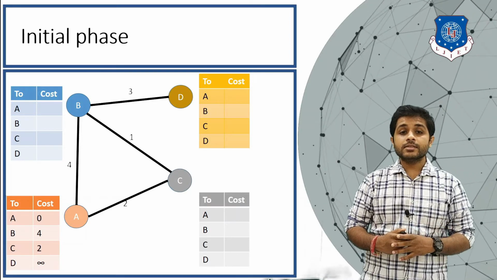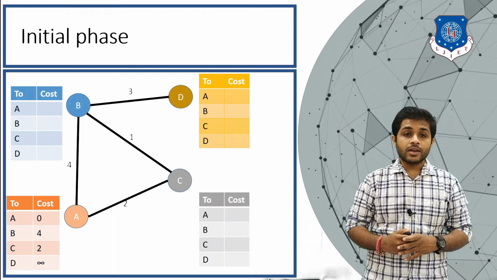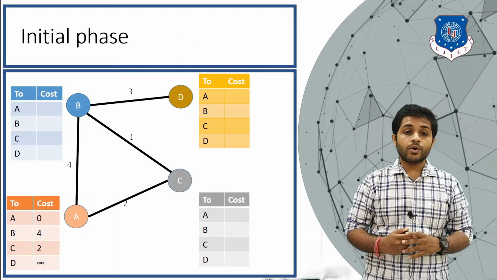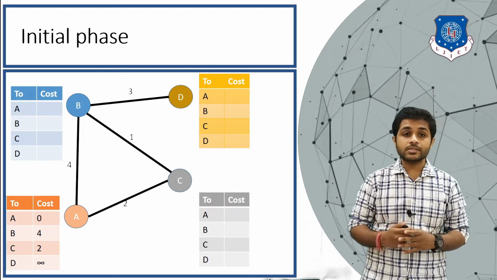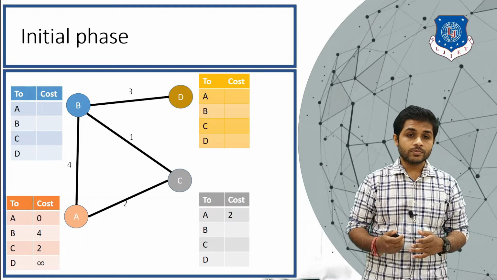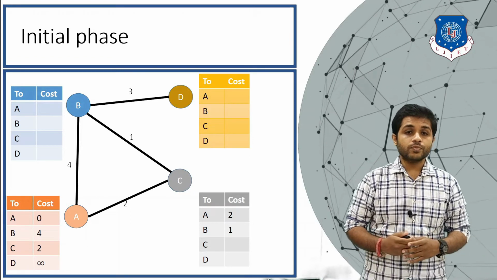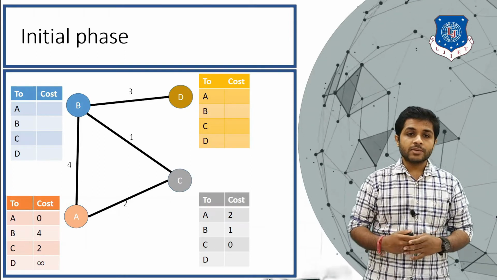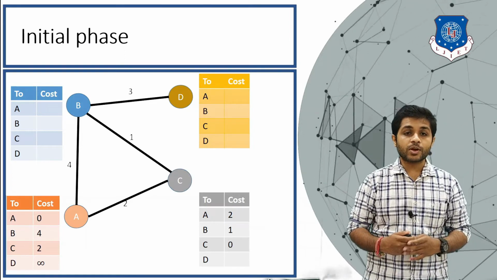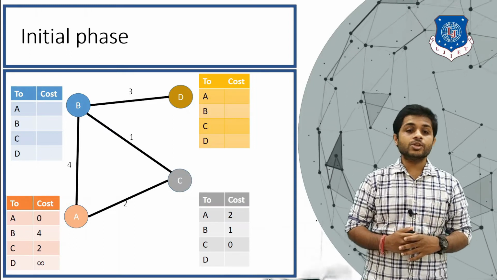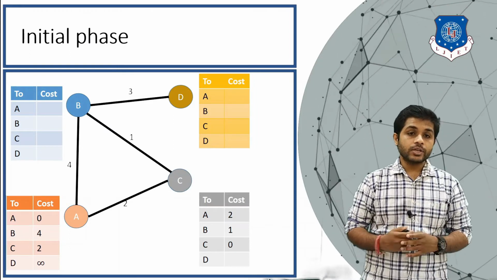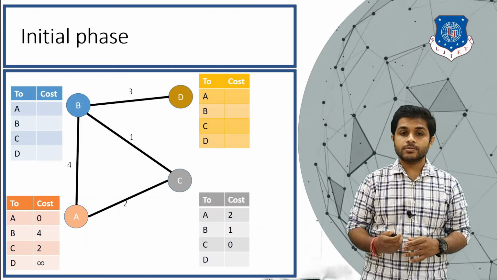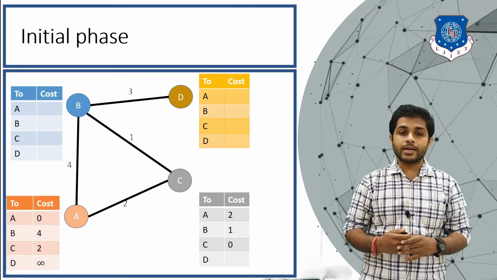So let's see C's table. Now C knows the distance to A, which is 2. C knows the distance to B, which is 1, and C knows the distance to itself. But C doesn't know the distance to D because router D is not directly connected to C. So C will put infinity in its entry.